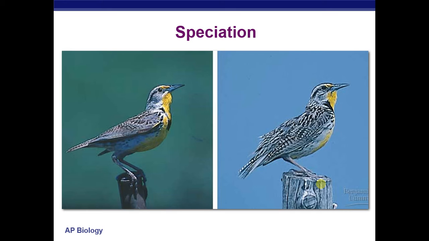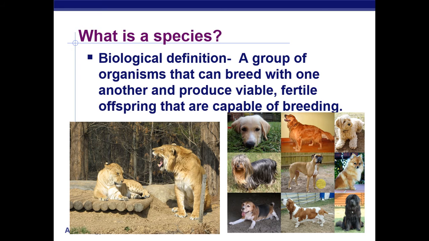So the first picture is two different species of birds. The one on the left and the one on the right are different species, even though they look extremely similar. One of the things that we need to agree on before we talk about how a new species originates from an ancestor is how do we define a species? Obviously, it can't be based on how they look, because these two look very similar, yet they are a different species. And so what we're going to do is use what's called the biological definition of a species.